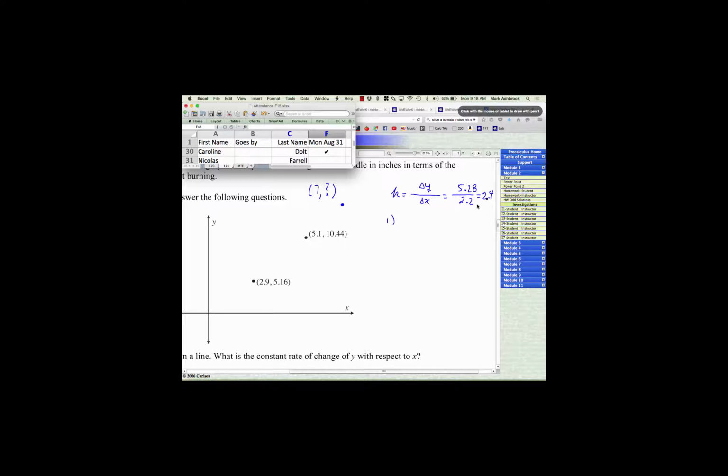So we got the constant rate, and now we're ready to. Got y equals 10.44 plus 2.4 times x minus 7. So y equals, what was it? No, y equals 10.44 plus 2.4 times 7 minus 5.1. Okay, so we did it all together there. So that's perfectly fine. So you just went right to step 3.